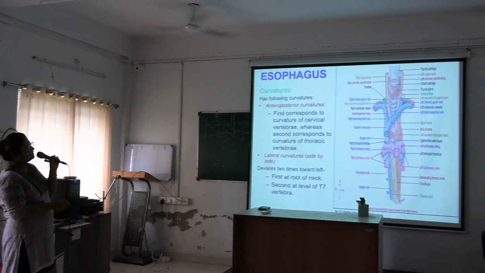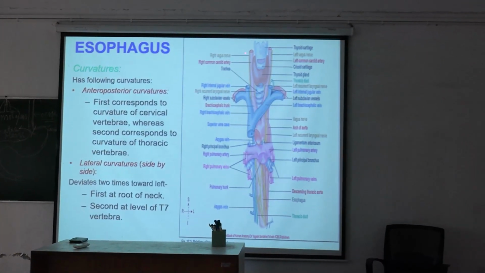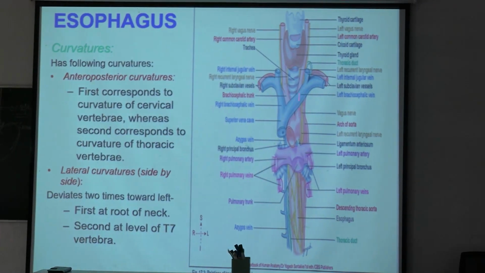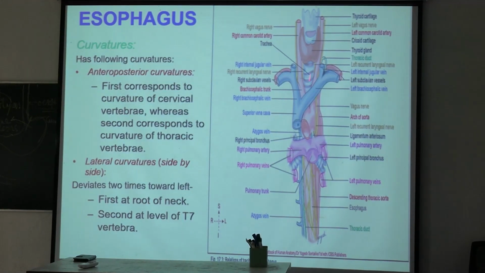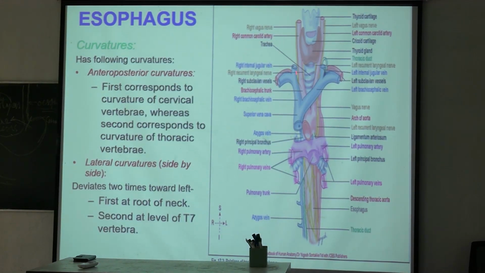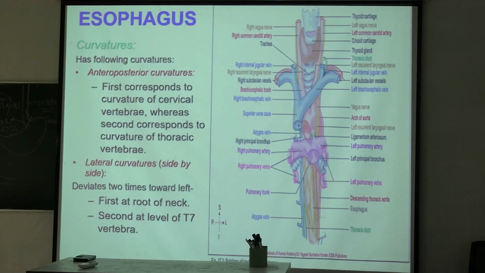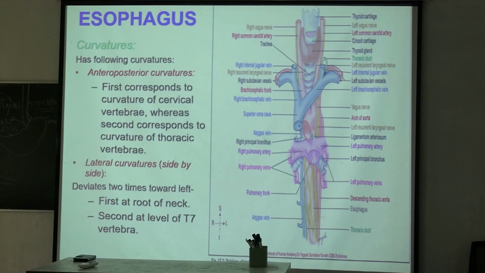In this part is the cervical part. On the two sides, the recurrent laryngeal nerves will be there, here right recurrent laryngeal, left recurrent laryngeal. On the two sides, carotid arteries. Posterior relation is the cervical vertebra and prevertebral fascia. And anteriorly lies the trachea, thyroid gland, these parts. And thoracic duct on the left side. So these are the relations of the cervical part of the esophagus.